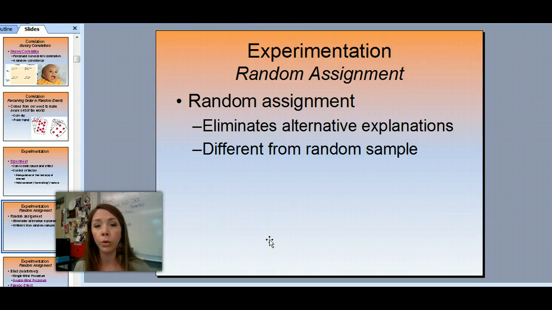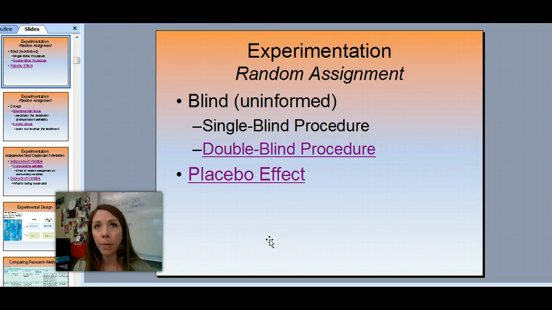That means that every single person has an equal chance of being assigned, whether that's the placebo, control, or the experimental. Remember my blind. If it's a single blind, the participants don't know, but I do. If it's a double blind, I don't know who's assigned and they don't know who's assigned. Remember that the double blind gets rid of any type of bias.